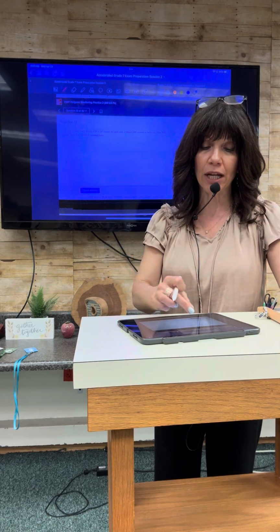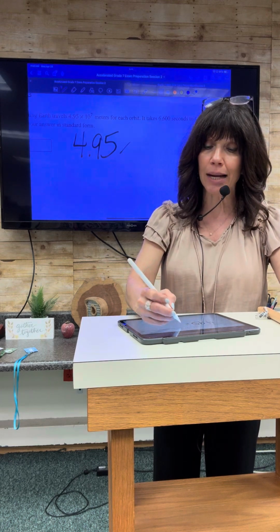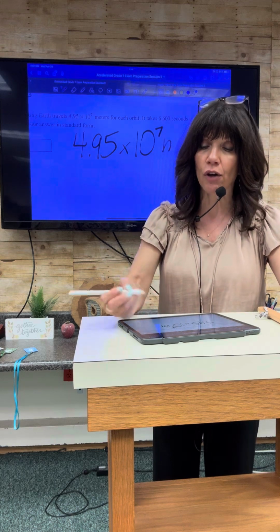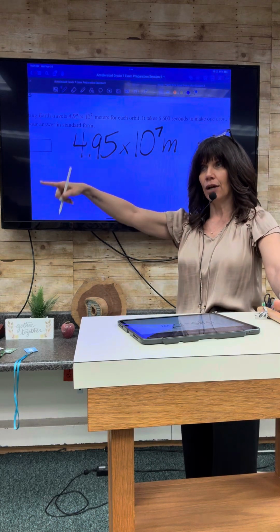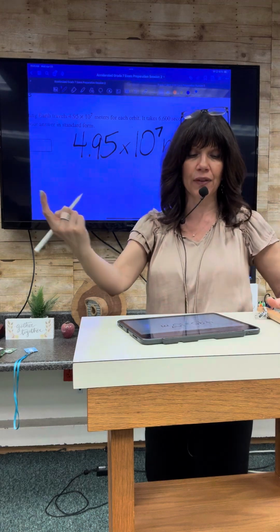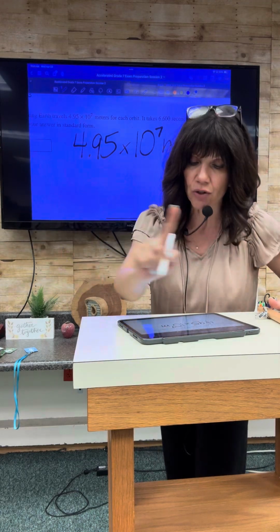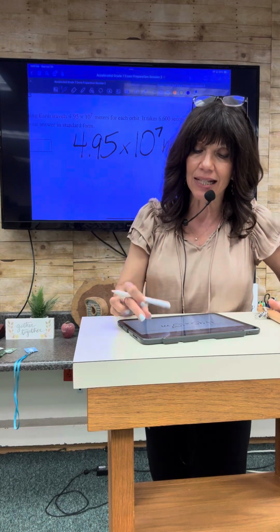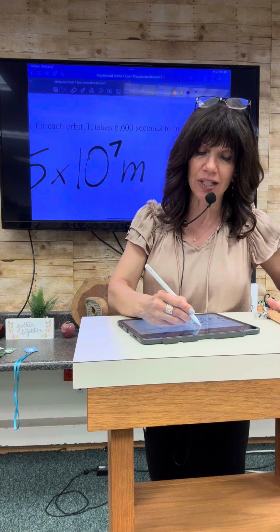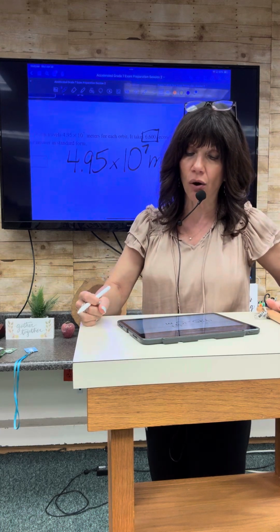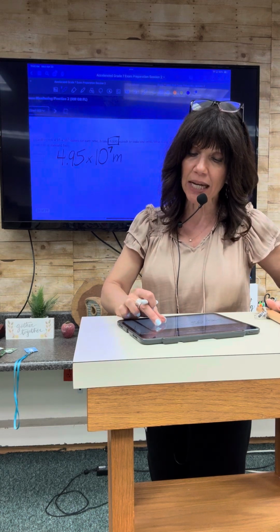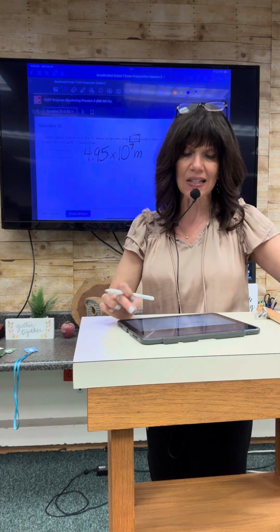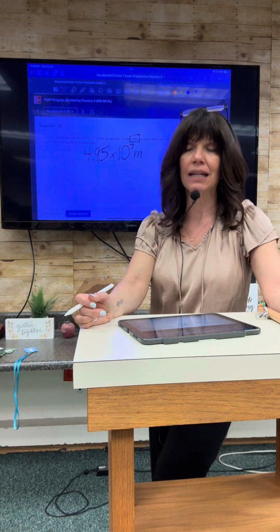A satellite orbiting Earth travels 4.95 times 10 to the 7th meters for each orbit. Okay, when a planet is going around the sun, such as Earth, it is one orbit for one complete trip around the sun. It takes 6,600 seconds to make one orbit. What is the speed? Oh, this is a satellite, obviously. This is the speed of the satellite in meters per second. What is the speed per second?